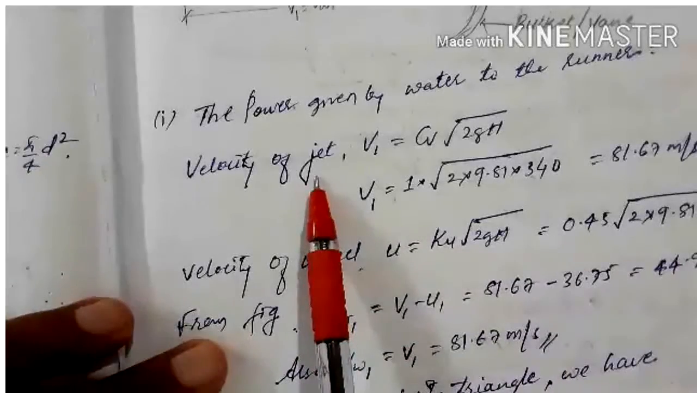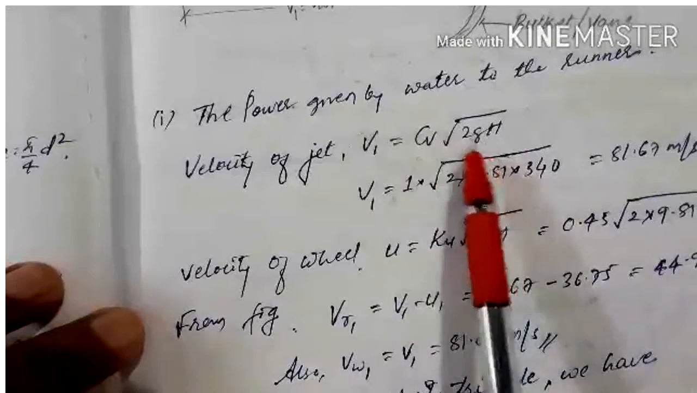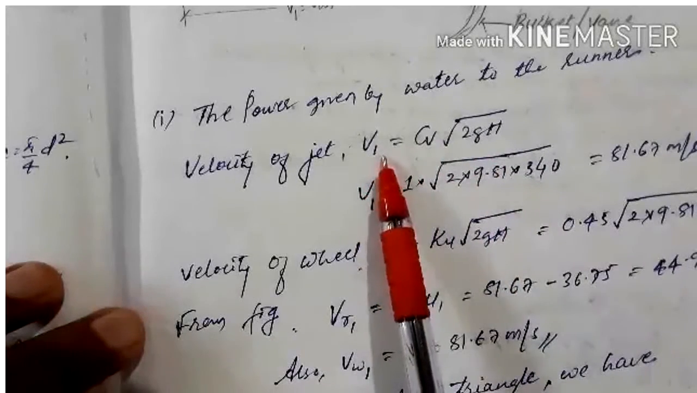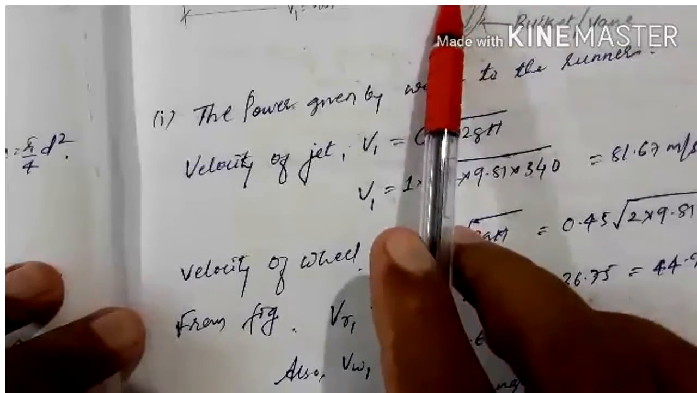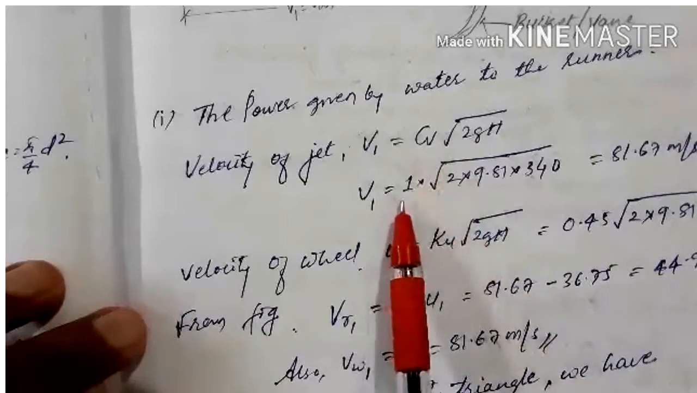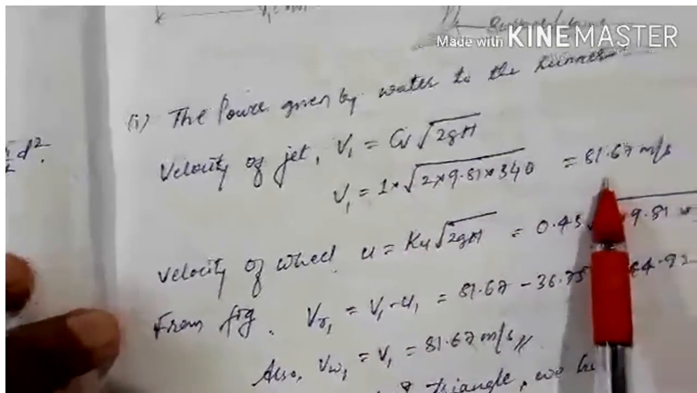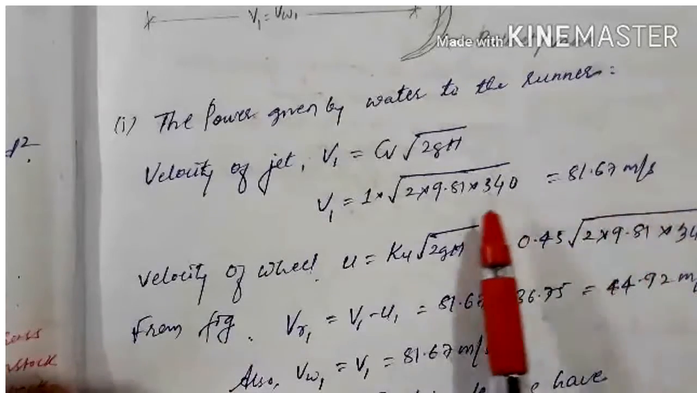velocity of the jet. The velocity of the jet is given as V1 equal to Cv root of 2gh. So this is the actual velocity of the jet which is acting on the bucket, that is Cv root of 2gh, where Cv is the coefficient of velocity, given as 1. Then the velocity we get is 81.67 meter per second.